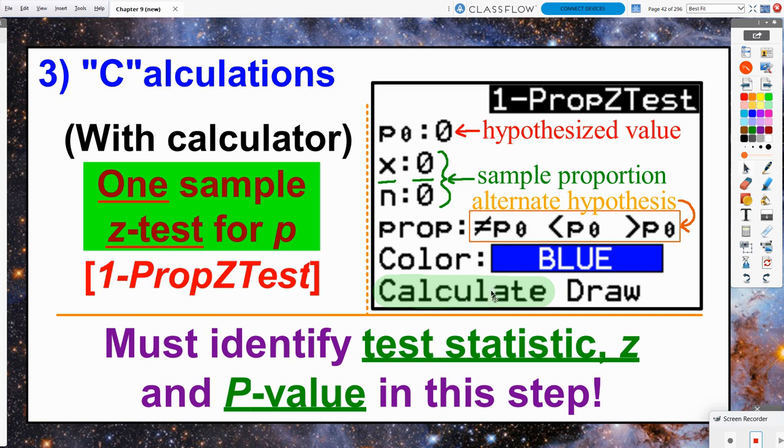Now, once you hit calculate, you will see the z-test statistic, which you must write down and identify as the test statistic value. Say z equals and give me the number. And you also have to provide the p-value. The p-value will just say p equals, and you must write down that number as well.